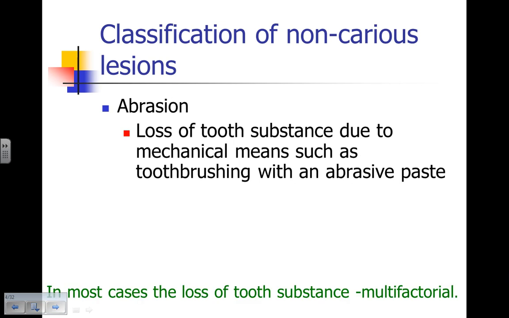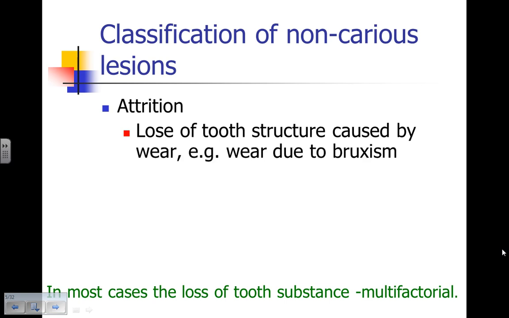Abrasion is the loss of tooth substance due to mechanical means, such as toothbrushing with an abrasive paste. We might see abrasion as it relates to a patient eating a very abrasive food, and that food is causing loss of tooth structure. Attrition refers to loss of tooth structure caused by wear. Wear due to bruxism, due to clenching, parafunctional habits, and attrition is generally seen on incisal edges and occlusal surfaces.